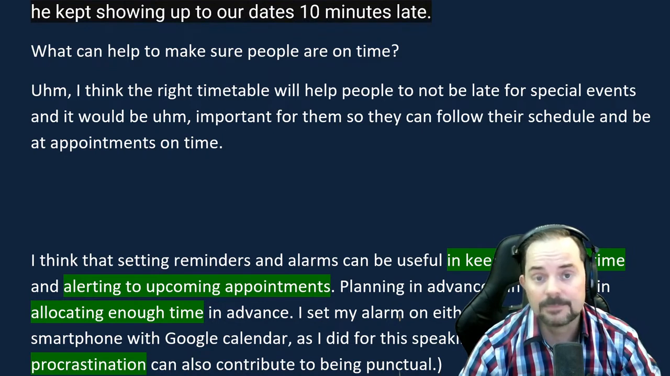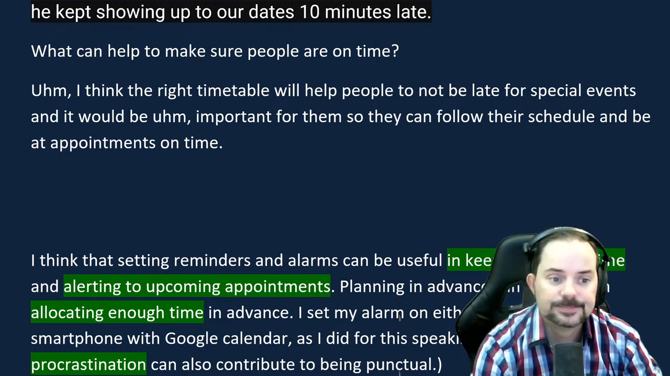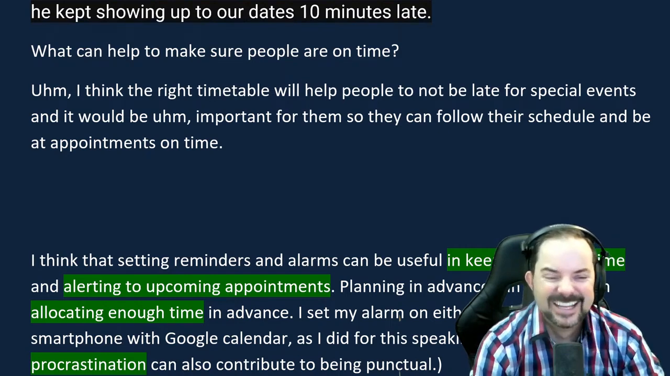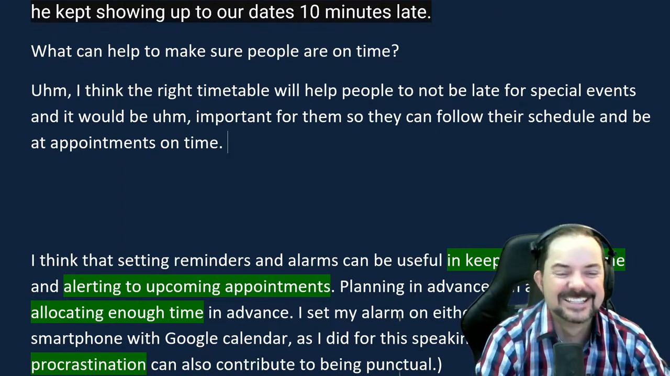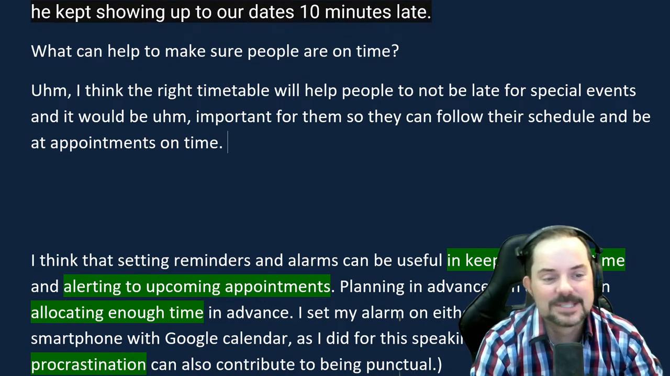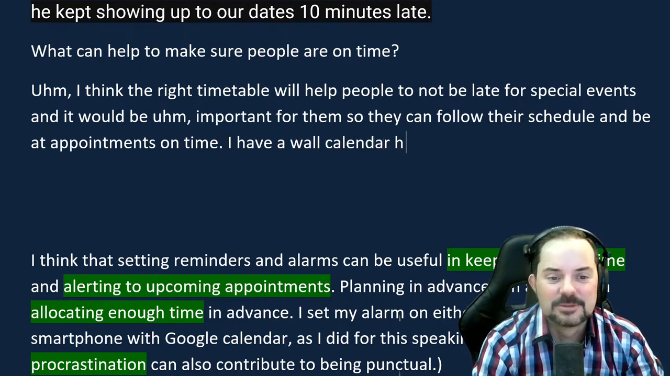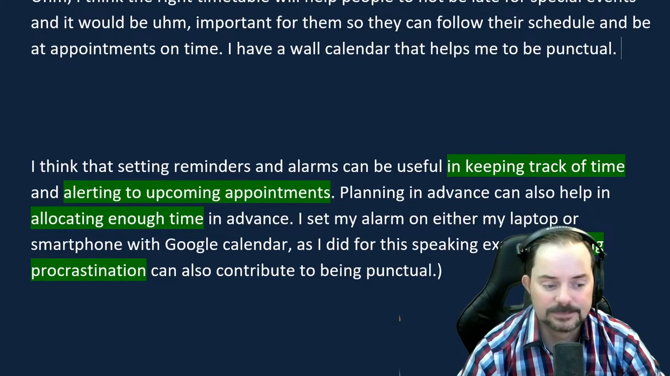And then again, anytime you get stuck, and this is important advice, it's the same advice I just gave Amra, right? You can always jump to an example. Do you have a calendar on your wall in your house? Actually, no, I don't use a calendar. Okay, but you know what it is, right? So you can make it up, but this is what I would say here. I would say I have a wall calendar that helps me to be punctual. All right. So jump to an example. That can help.